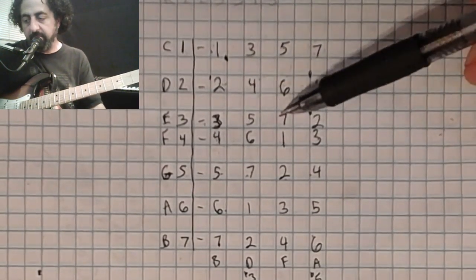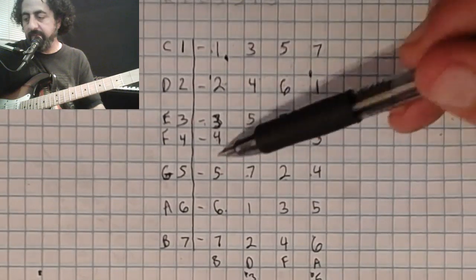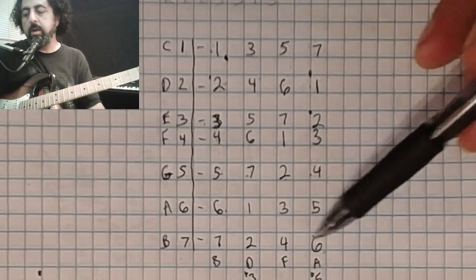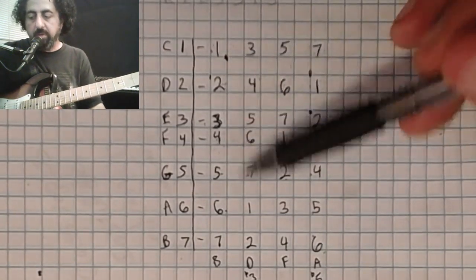1, 3, 5, 7, 2, 4, 6, repeating. Kind of neat how chords are related like that.